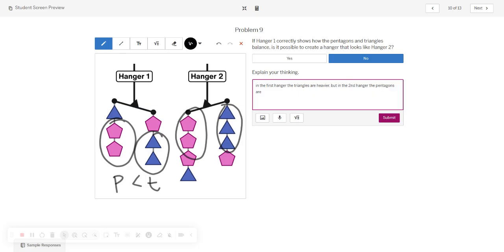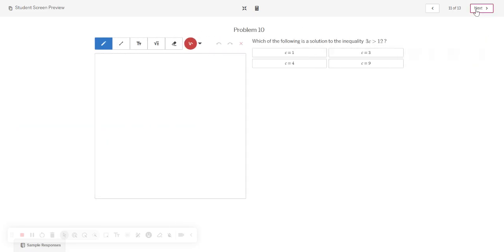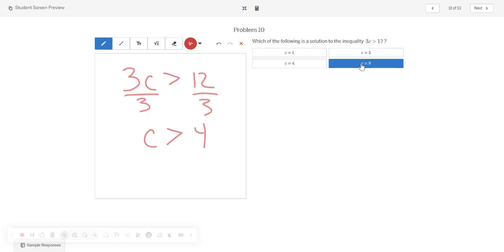There we go. Which of the following? Okay, we've got 3C is greater than 12. Well, it's just like the equalities that we've studied before. If I want to get C by itself, I'm going to divide both sides by 3. And so I know C is greater than 4. Now, you could have just guessed. I mean, 3 times 1 is not 12. 3 times 3 is not greater than 12. 3 times 4 is equal to 12. So the only one that makes sense is 9.